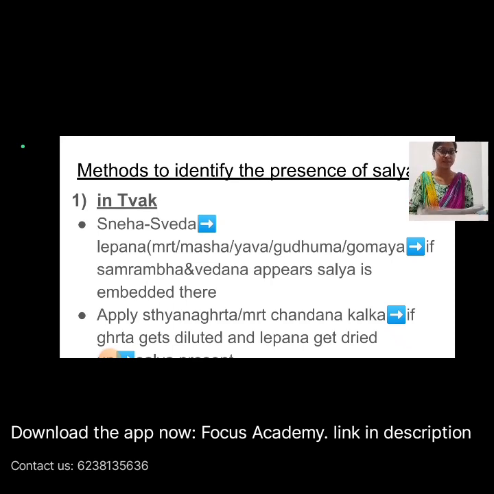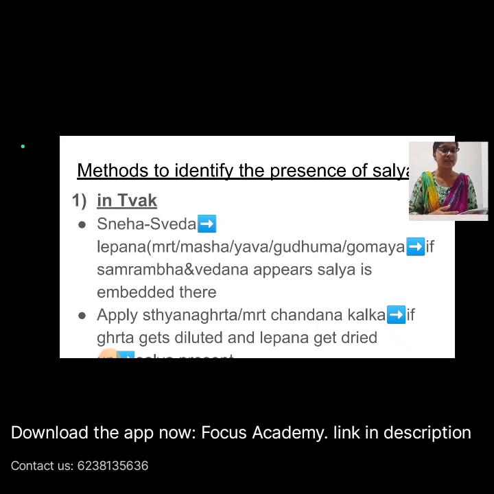Okay, let's check. So first, as usual, if it is in Twak, how to identify a Shalya present in the Twak. So first of all, let's do Sneha Sweda in the Twak. If it is in Twak, first do Sneha Sweda and then apply a Lepa. Lepa either will be Mrit, Masha, Yava, Godhuma or Gomaya. Apply any one of these Lepa, and if the Samramba and Vedana appears, means swelling and pain appears in that site, then we can assume that Shalya is embedded here. Okay, this is the first method in identification of Shalya in the Twak.